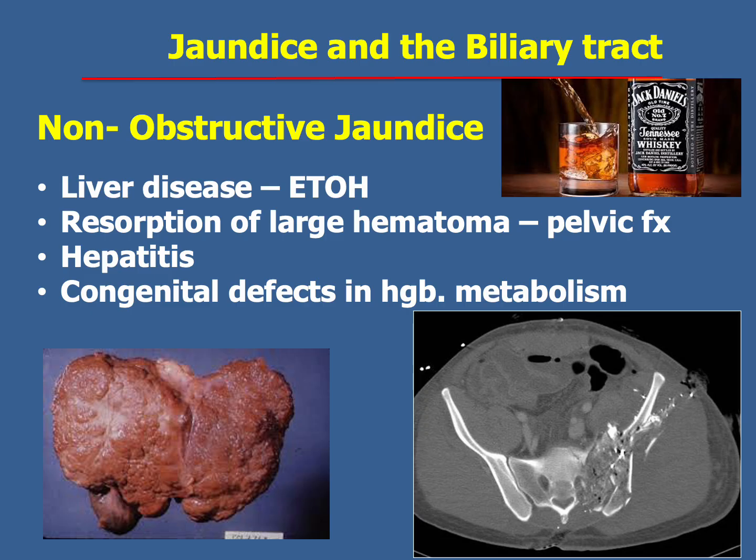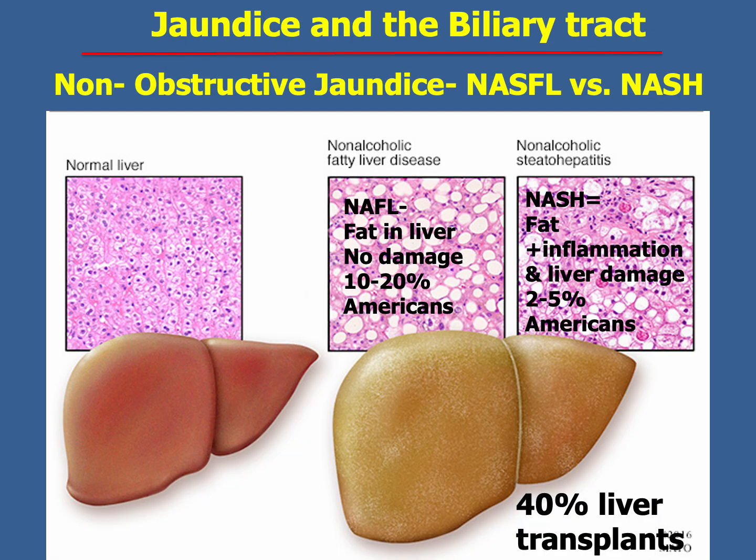Non-obstructive jaundice is seen in alcoholic liver disease, hepatitis, absorption of large hematomas, as well as congenital defects in hemoglobin metabolism such as Gilbert syndrome, Crigler-Najjar syndrome, and Dubin-Johnson syndrome. A cause of non-obstructive jaundice that is too common today is non-alcoholic liver disease or fatty liver, which can become non-alcoholic steatohepatitis. This condition accounts for a high percentage of liver transplants today.